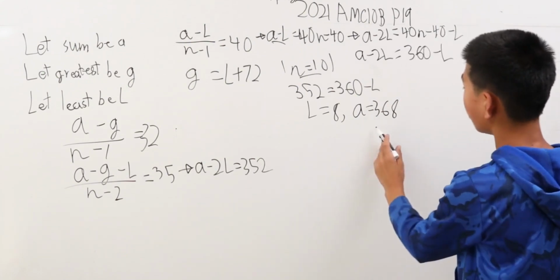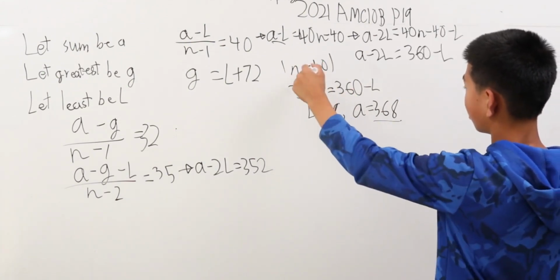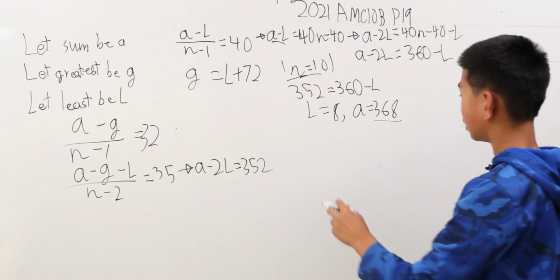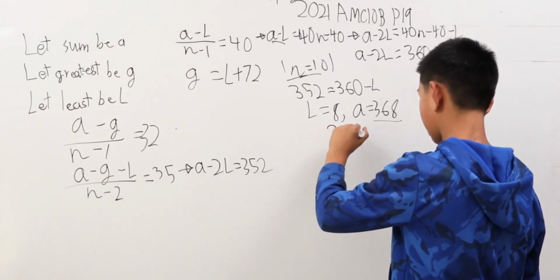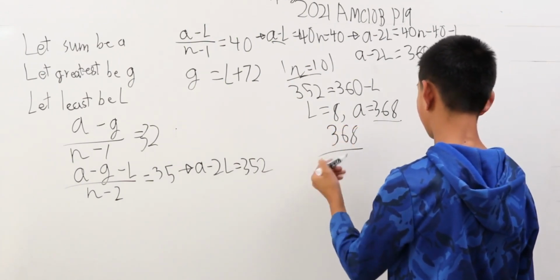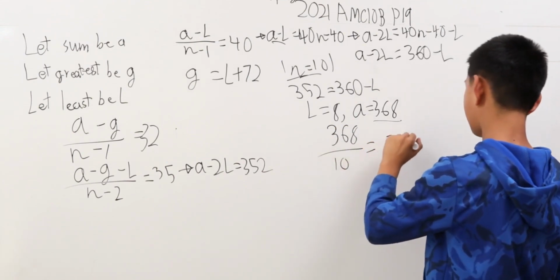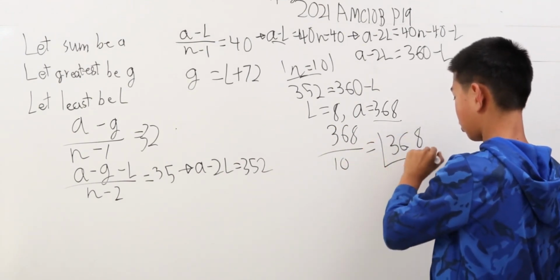Now we have the sum, and we have the number of numbers. So what we have to do is divide 368, because that's the sum of the numbers, by the number of numbers, 10. This is 36.8. And we are done.